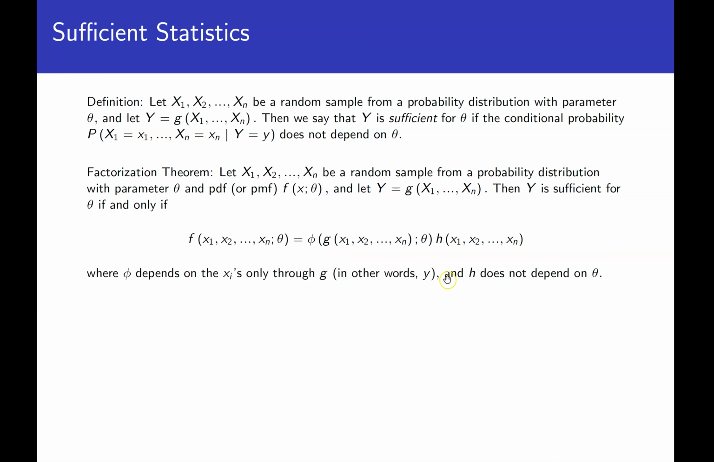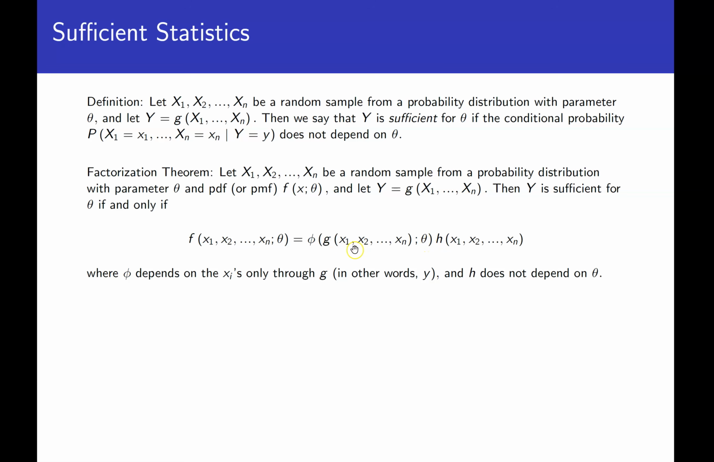We can write that as a product of two things. This is why it's called the factorization theorem. I've factored it into two pieces. The first piece is a function that they refer to as phi. It depends only on the x's through y. What I mean by that is the phi is basically a function of y with theta in it.